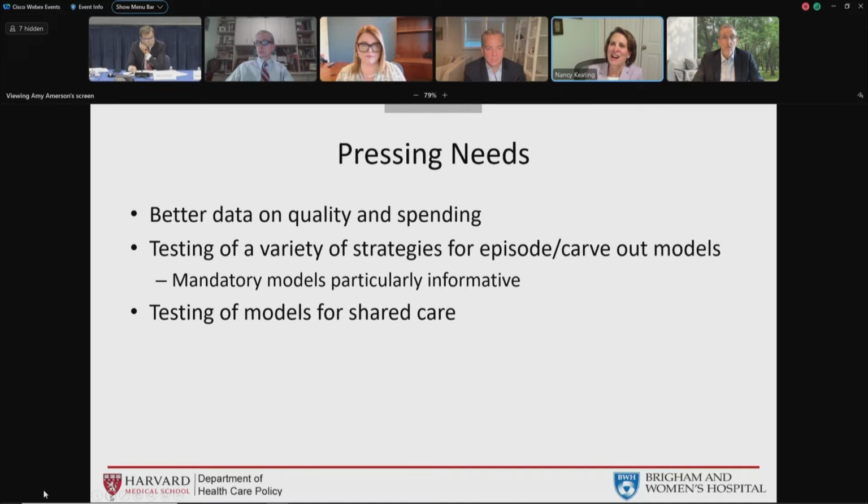Unlike the VA, most practices have very little data from outside of their own practice and often very little data even from inside of their own practice. We also need more testing of various strategies for episode and carve-out models. And here, mandatory models can be particularly informative because they avoid the selection issues of voluntary models, even if they're unpopular among physicians. And finally, we need testing of models for shared care.